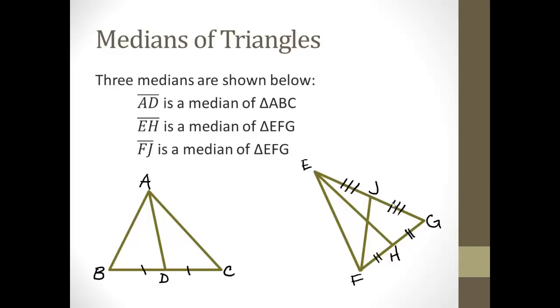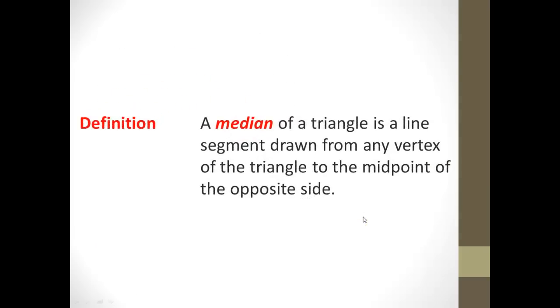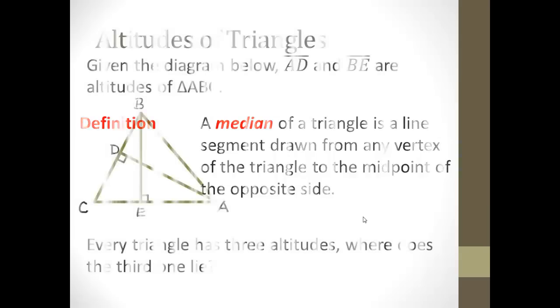And at that opposite side, if you notice how each time we've got these hash marks, that means it's to the midpoint of the opposite side. And that would be extremely useful because then you can say that this segment is congruent to this by the definition of a midpoint. So something to keep in the back of your mind. So again, here's the definition for you. A median of a triangle is a line segment drawn from any vertex of the triangle to the midpoint of the opposite side. So again, something that will come in extremely useful in your proofs.